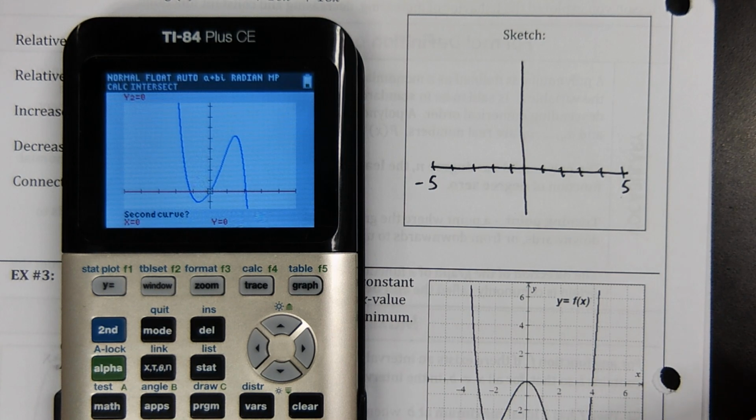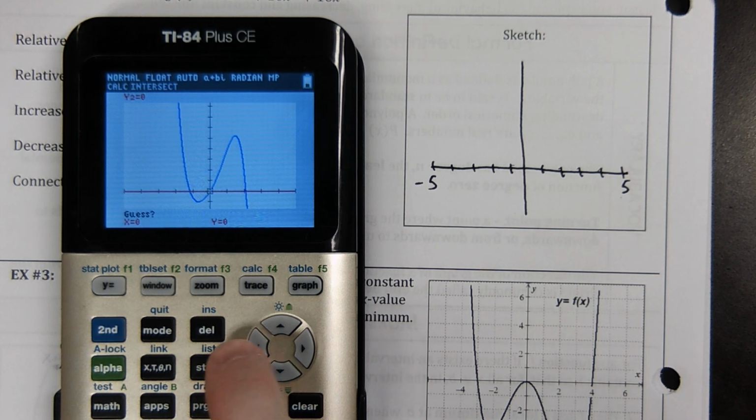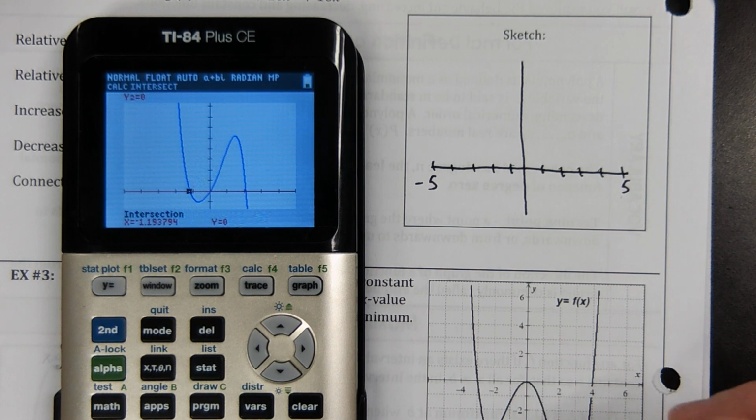And it says, is this the other one? Notice the cursor didn't move. That's because it always starts at 0, 0. But trust me when I say, if these 2 graphs didn't intersect right there, it would have moved to the other curve. But I can just hit enter for yes again, because there's only 2 graphs. Now it says, why don't you take a guess where one of the solutions is? So I'm just going to scroll to the left. There's one right around there, and I'm going to hit enter. And it gives me my exact solution at negative 1.194.